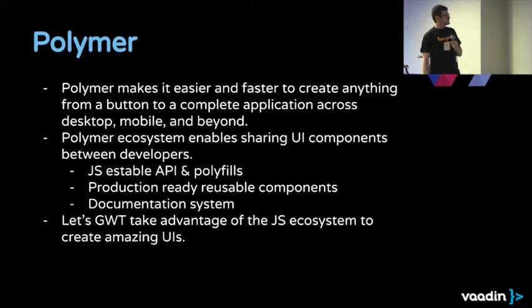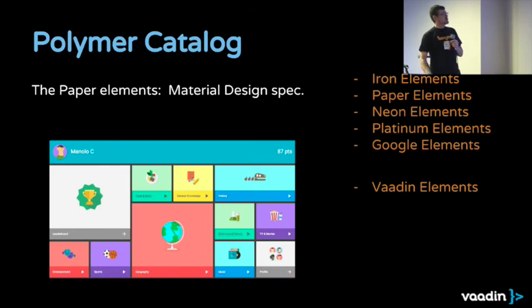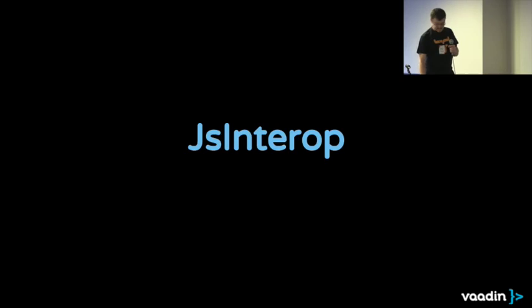The Polymer catalog is huge. You have iron elements, which are the core elements that you can use, like touch events, etc. Then you have animation in neon elements. Paper elements is the material design specification. And also you have vaadin elements. We have only one component, but it's a big component. It's the grid. And we're working on two more components. They are going to be released in the next weeks. And at the end, we will also have a lot of the components missing in Polymer.